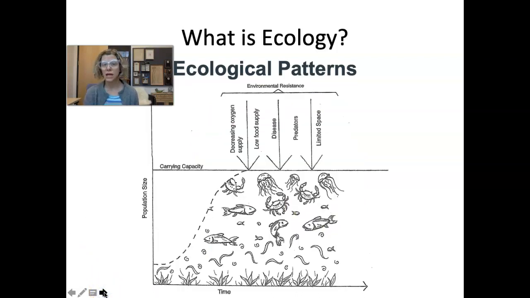It could also be looking at ecological factors that are important. So those could be abiotic or biotic factors. Some examples of biotic factors in this picture could be disease or predators. And some examples of abiotic factors here could be the limited space.